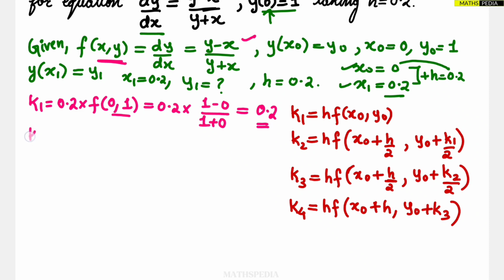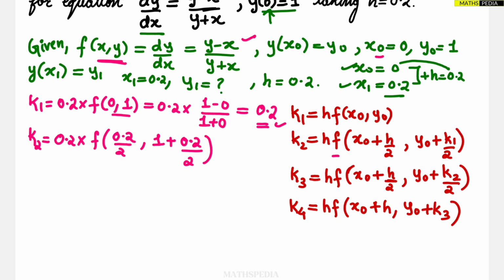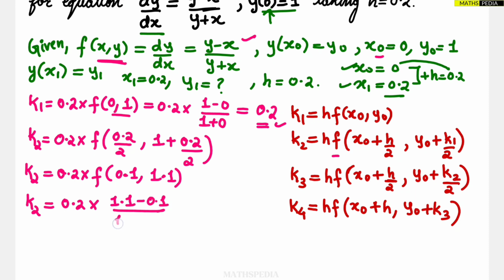I got the k1 value. Next the k2 value, again the same thing: 0.2 into function of x0 plus h by 2 comma y0 plus k1 by 2. Here x0 is 0, and you don't consider it, because 0 plus anything is that number only. H is 0.2, so 0.2 by 2. For y0 it is 1 plus the previous value k1, which is 0.2, by 2. So this becomes function of 0.1 comma 1.1. Now I will substitute the values: 1.1 minus 0.1 divided by 1.1 plus 0.1. The answer of this will be 0.1667. K2 value done.